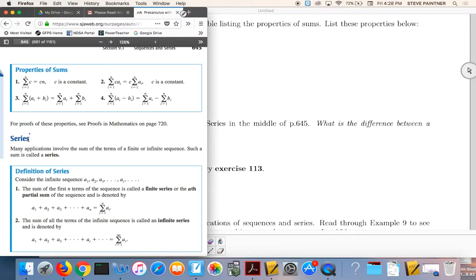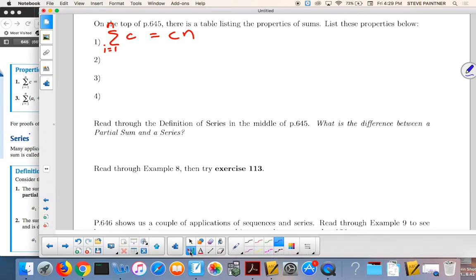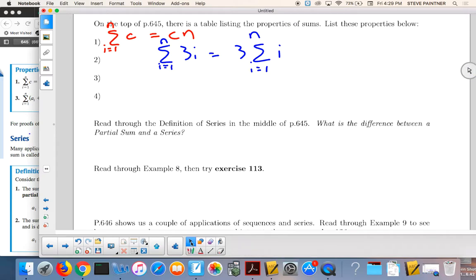Let's look at the second property. It's the sum of c times some function here. Again, we don't really know what a sub i is in this case. So they're saying if you have the sum of c times a sub i from the first term to the nth term, you can just factor this constant out. I think an example there is helpful. So if you were summing 3i from i equals 1 to n, you could just factor that 3 out before you even start. And you could just sum i from 1 to n and then multiply the result by 3. So I just put an example of that property in my notebook. You can do what you want. I think it's more intuitive maybe to just have the example.